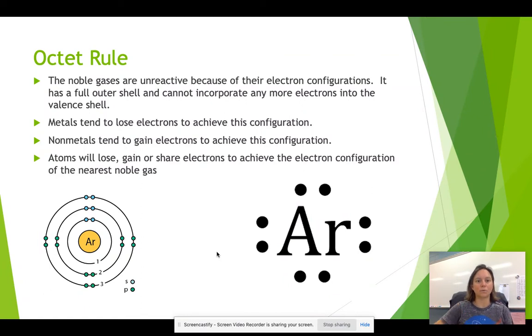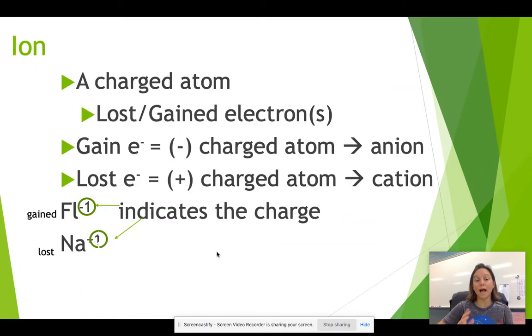So let's look at what an ion is. An ion is actually a charged atom. So how does an atom become charged? Well, we have to have an imbalance of protons and electrons, because remember, protons are positive and electrons are negative. In an atom, we have equal amounts. So if I have 5 protons and 5 electrons, they cancel each other out and they're neutral. But if I start losing or gaining electrons, I'm not going to have an equal amount to cancel each other out, and so I'm going to be charged.